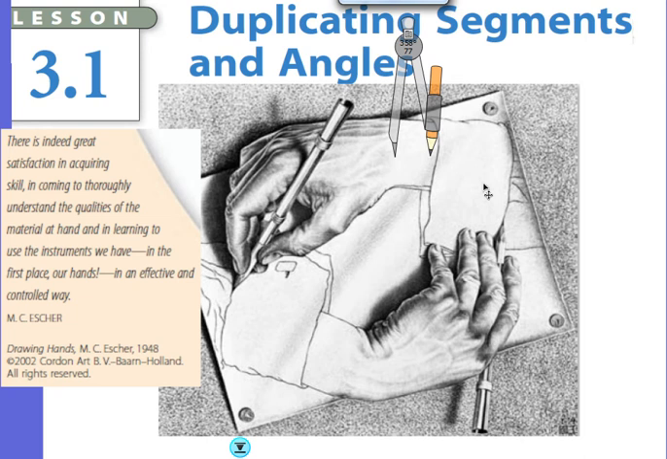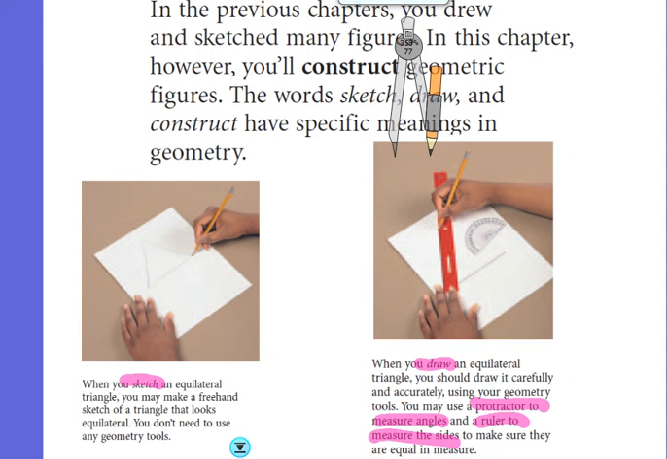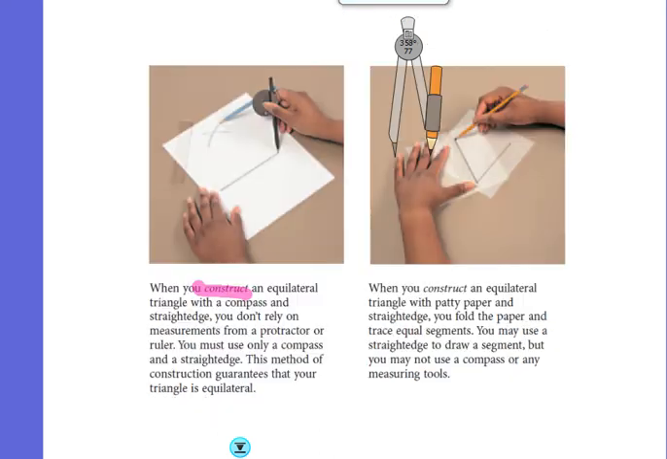And once you have unpaused it, I want you to write down in your notebook 3.1, duplicating segments and angles. Now, the main thing here, and you don't need to write any of this down, is the difference between a sketch, a drawing, and construction. Sketch is freehand. A lot of you are very good at that. We're not going to be doing any of that. Drawing is using a protractor to measure angles and a ruler to measure sides. It gets way more exact than sketching, but it's not as exact as what we want to do with constructions. And a construction is going to be something that you use a compass and a straight edge to do.